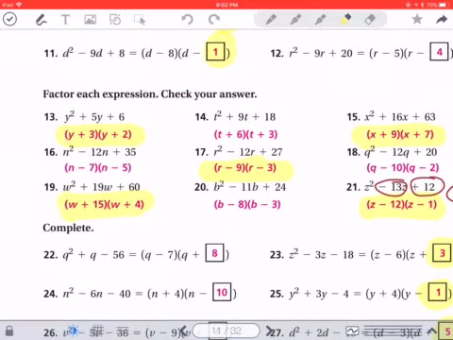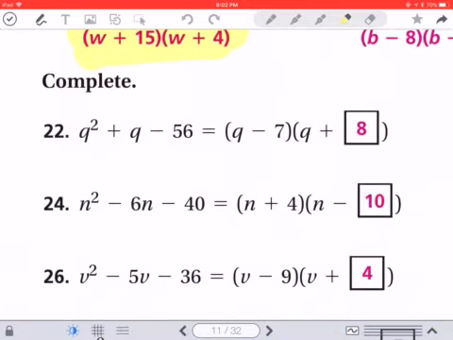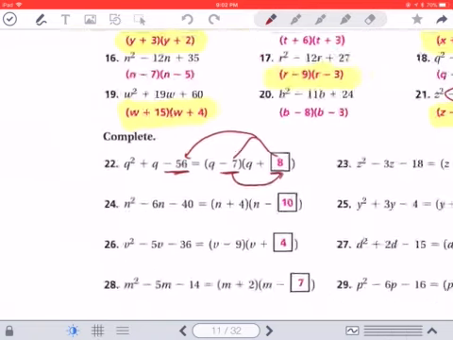Okay, let's do one of these where we have to fill in the box here. These are pretty basic. What multiplies to negative 56? Well, I have a negative 7. The only thing that can get me to a negative 56 would be a positive 8. So negative 7 times 8 is going to give me negative 56.